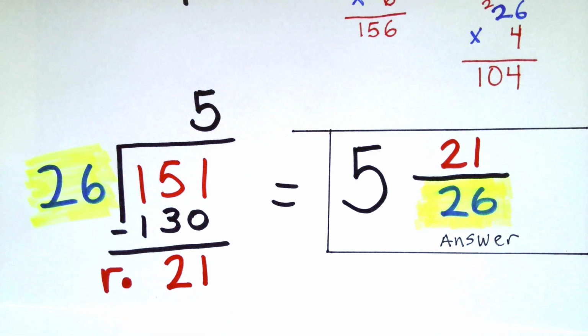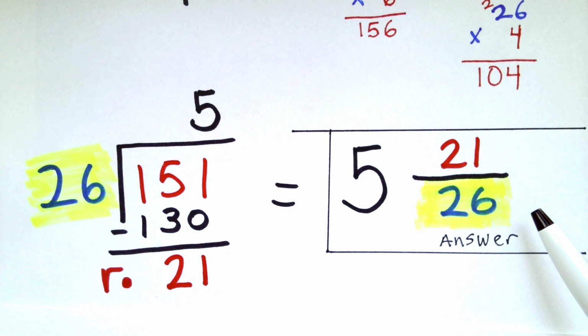All right, so 26 times 5 is 130, right? If I take away 130 from 151, 0 take away from 1 is 1, 3 take away from 5 is 2, and 1 minus 1 is 0. So I have a whole number of 5, a remainder of 21 over the original denominator 26. So 5 is my whole number, 21 is my new numerator or top part of the fraction, and my denominator of 26 stays the same throughout.